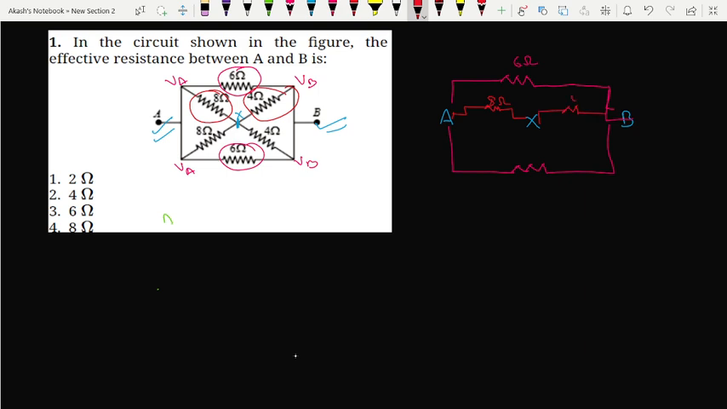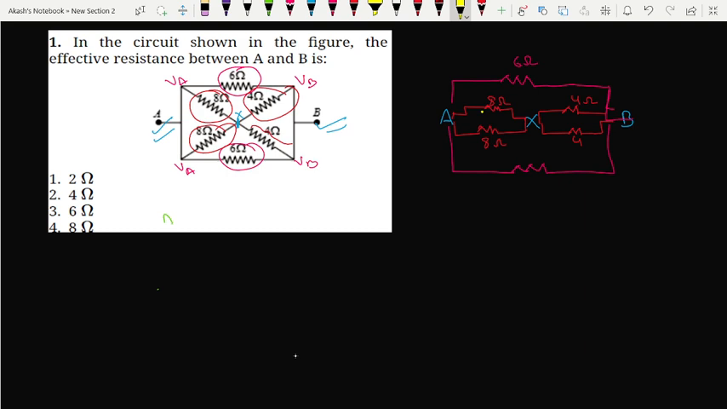Now come to this 8 ohm. This 8 ohm is also in between A and X. Now come to this 4 ohm. This 4 ohm is also in between X and B. Now simplify the circuit.